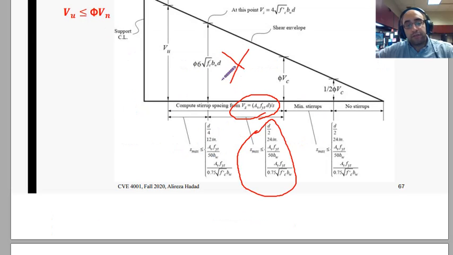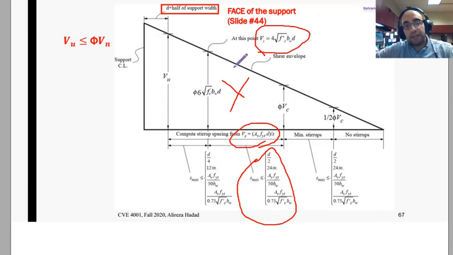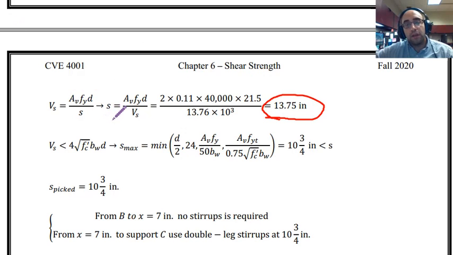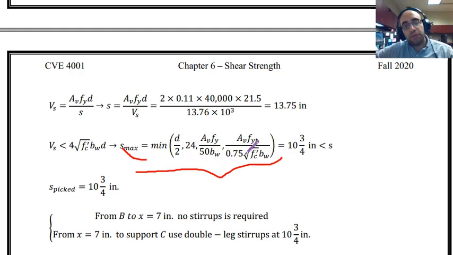Vs is smaller than 4 square root of f prime c. See, this is the limit. If the Vs that we have is smaller than this value, we have to follow these limits. If it is greater than that, we have to follow these limits. In our problem, Vs is just 13 kips, definitely smaller than 4 square root of f prime c, because we already calculated the 2 square root of f prime c bwd, and we could see that value was greater than this. So the limit that we have for spacing is the minimum of these values.